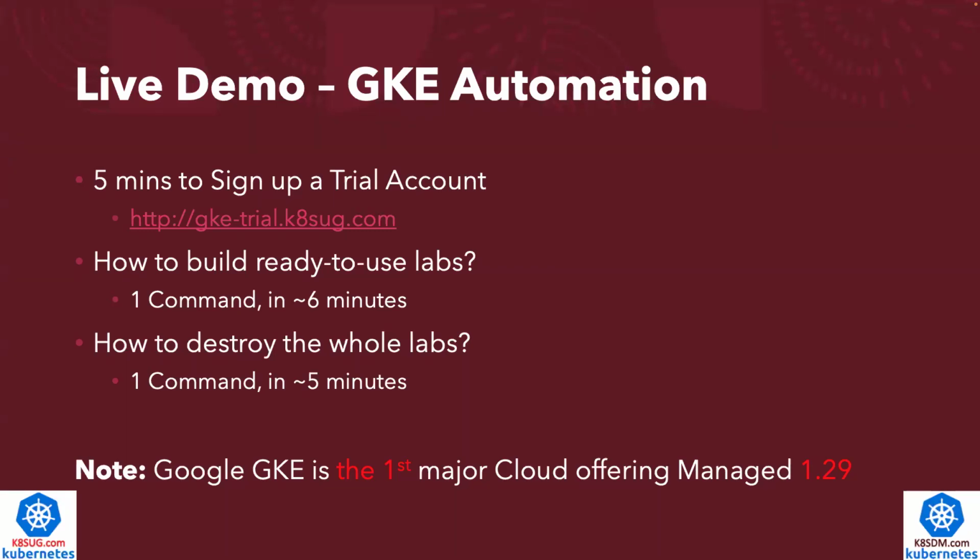So I want to give you a live demo, but before I do that, talking about the GKE automation, if you don't have a Google Cloud account, you can sign up for a trial account, which only takes about 5 minutes. I also have a YouTube video recorded previously. Once you've done that, you can just kick off one command to spin up a GKE 1.29. And once you've done all of the testing, remember to destroy the whole lab. It's mainly for learning purposes. You don't want Google to keep charging you.